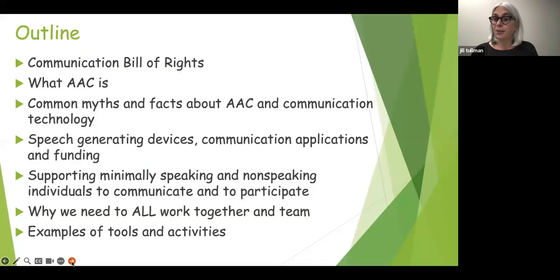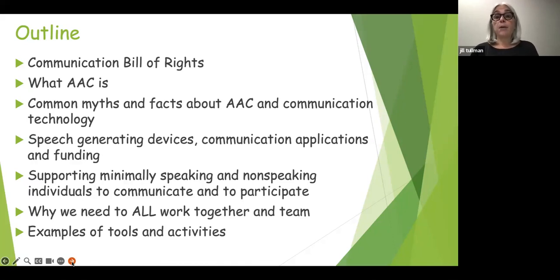So what we're going to talk about tonight, we're going to go over the Communication Bill of Rights, talk about what AAC is, go over some common myths and facts about augmentative communication and use of communication technology. I'm going to talk to you and educate those of you who aren't familiar or want more information about the differences between speech generating devices and communication applications and how these tools are funded and can be funded.